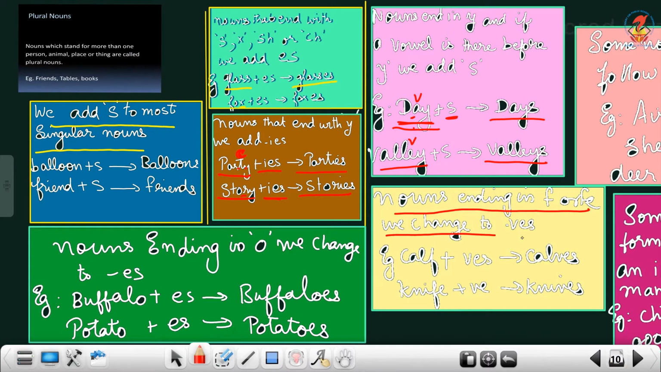Then nouns which end in f or fe, we change into ves. For example, calf. It's ending in f. We do say calves, but the spelling will be C-A-L-V-E-S, not f-s.